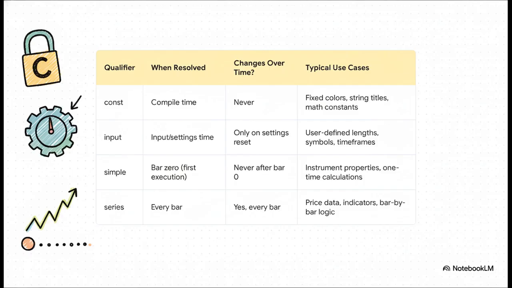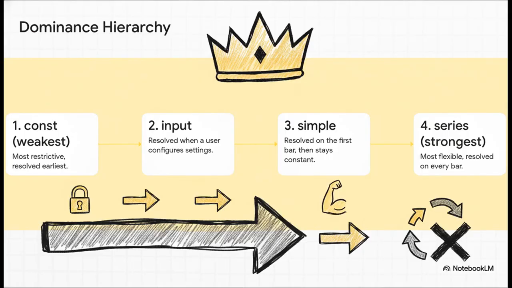Rule number 1 is the dominance hierarchy. Think of it like a pecking order or a one-way street. It goes from the weakest, which is const, all the way up to the strongest and most flexible, which is series. And here's the key. A function that needs a strong qualifier, like series, has no problem accepting a weaker one, but it never ever works the other way around. You can't shove a powerful series value into a spot that's only expecting a simple one.